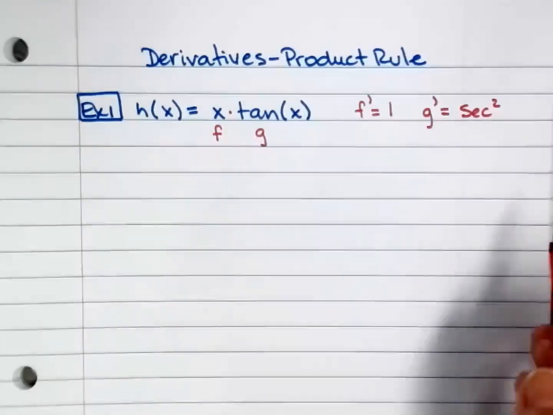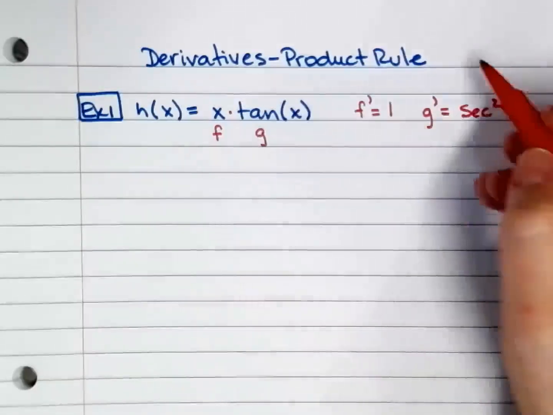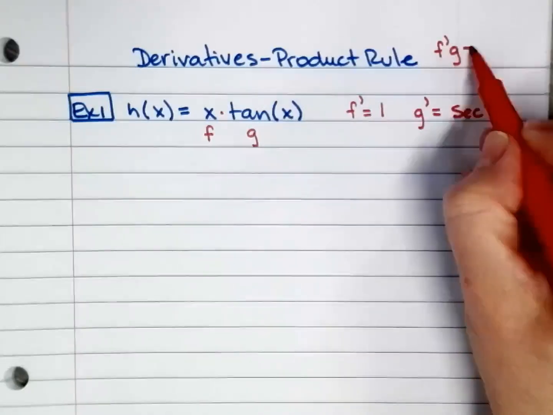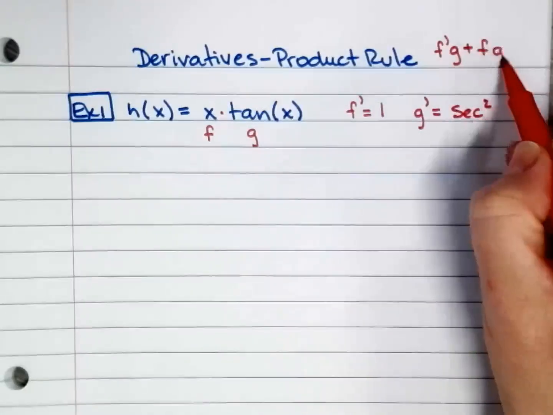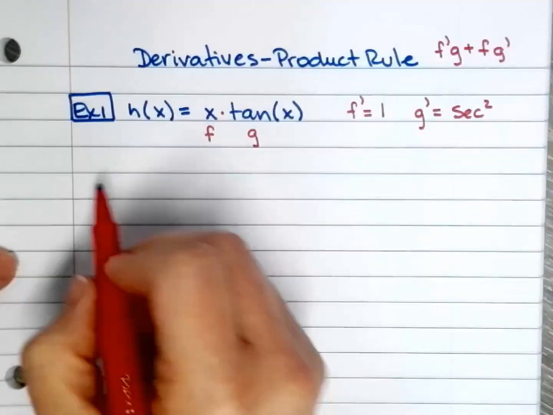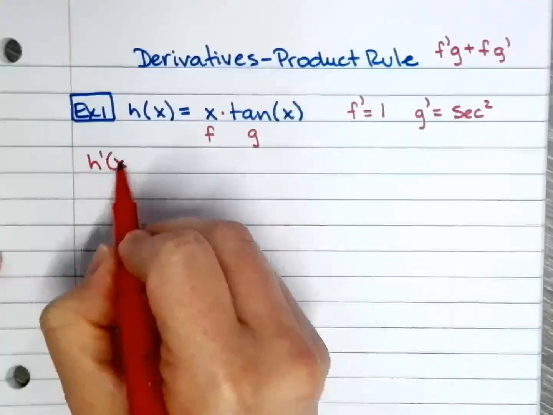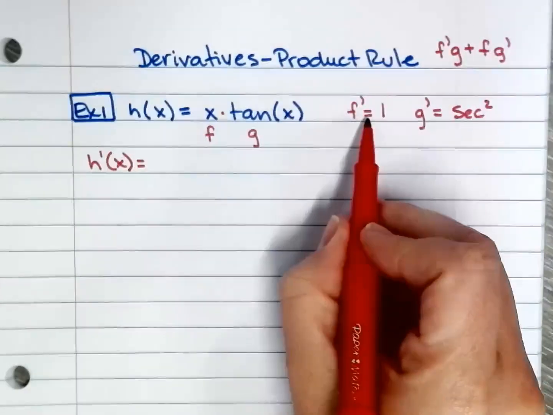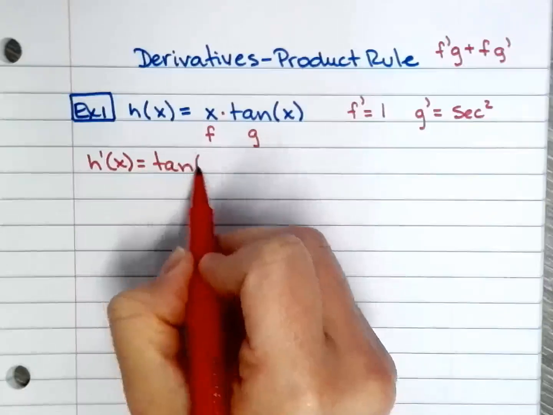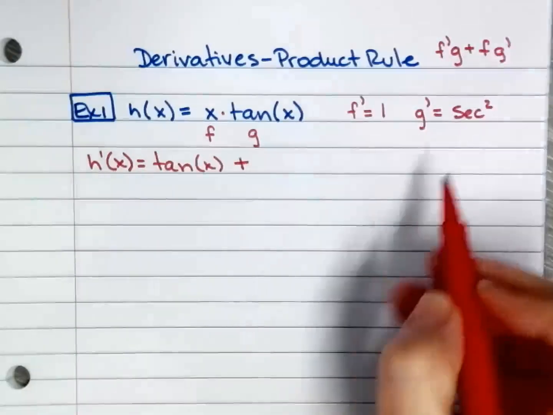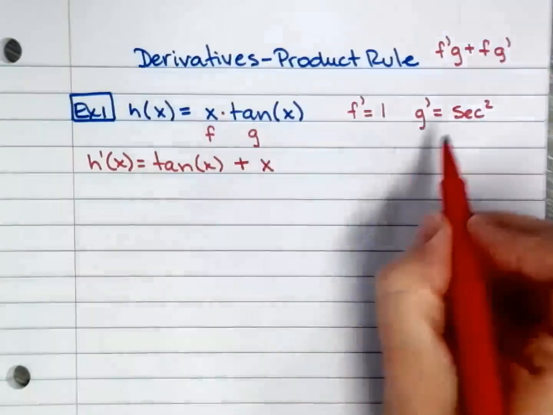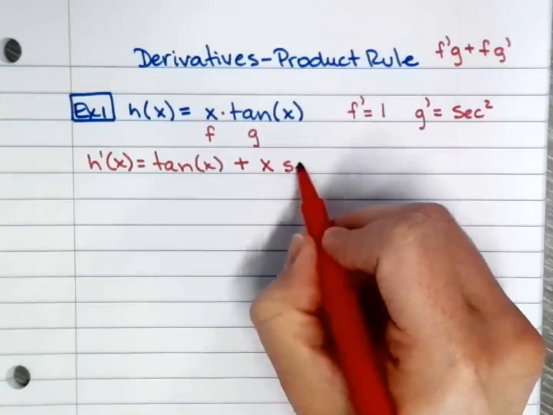Okay, so now remember the product rule is, I'm going to write it right here on the side. It's f prime times g plus f g prime. Okay, that's the simple one. Okay, off we go. So f prime 1 times g is just tangent of x plus f times g prime. So f is x, g prime is secant squared.